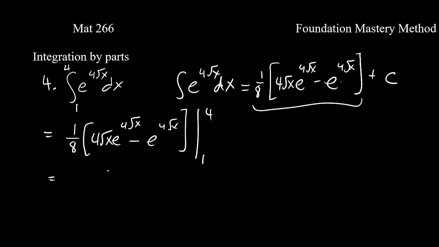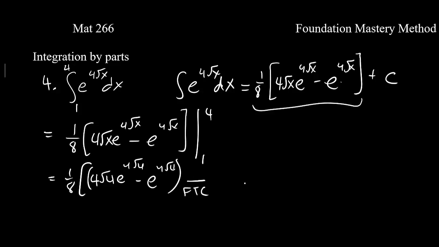So using the fundamental theorem of calculus, we'll put in the 4 into both terms. So we'll have 4 square root of 4 e to the 4 square root of 4 minus e to the 4 square root of 4, putting 4 into both terms there. And then minus, from our fundamental theorem of calculus, we'll put 1 into both terms for x. So 4 times the square root of 1, e to the 4 square root of 1 minus e to the 4 square root of 1.